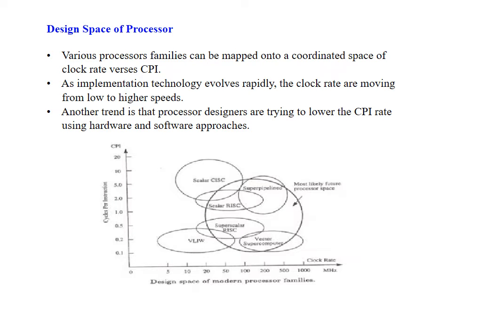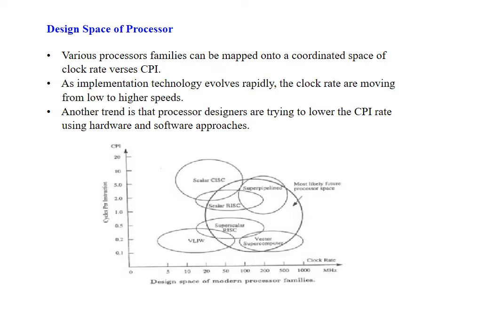At first, let's know about the design space of processors. We know the various processor families can be mapped onto a coordinate space of clock rate versus CPI. As implementation technology evolves rapidly, clock rates are moving from low to high speed, and another trend is that processor designers are trying to lower the CPI using hardware and software approaches.